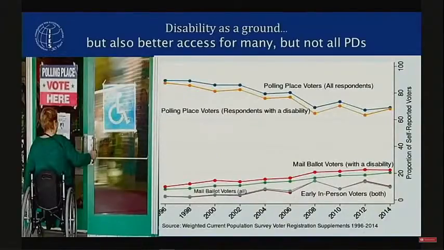Now, vote by mail obviously can bring certain benefits. It can ease access for persons with disabilities, especially people with mobility issues. But it's interesting if we look at the evolution here of the growth of vote by mail of persons with disabilities and persons without disabilities, it moves in lockstep. And so voters with disabilities seem to want to do what voters without disabilities are doing.